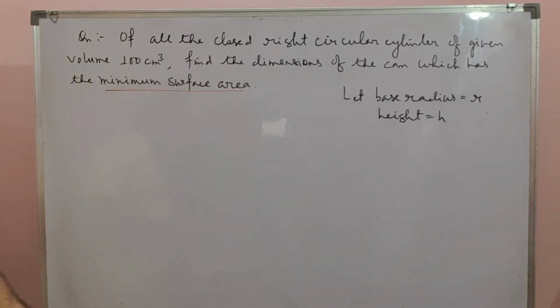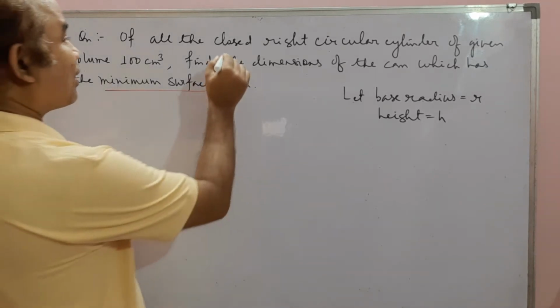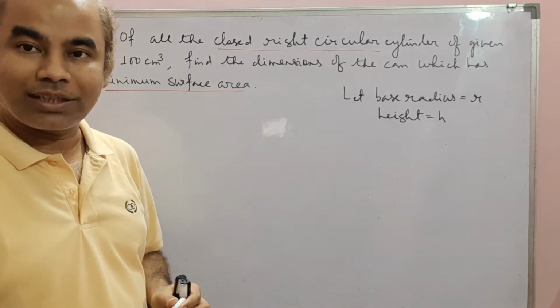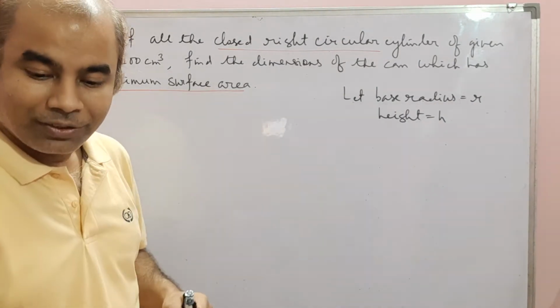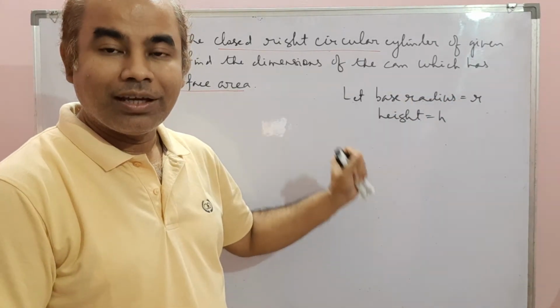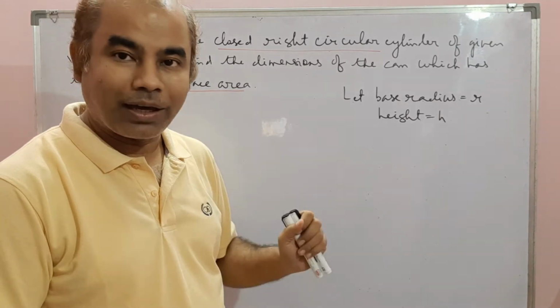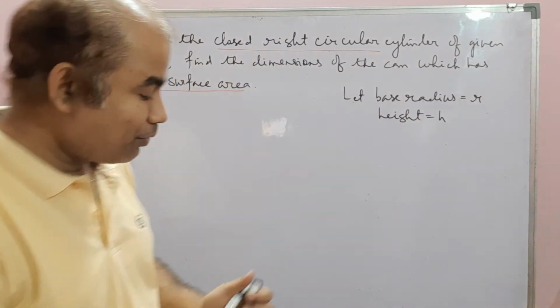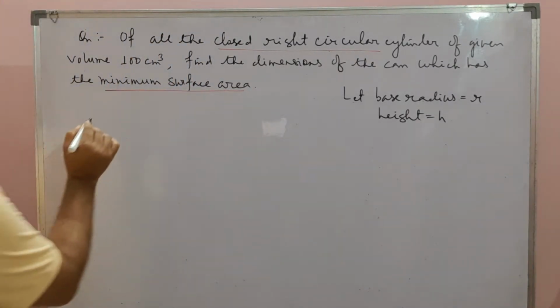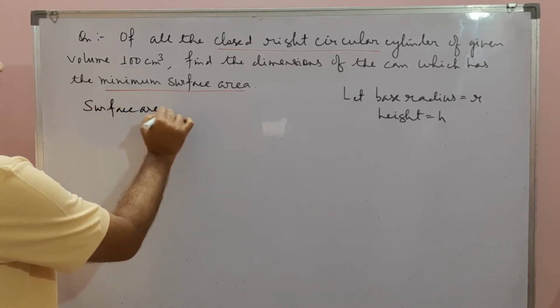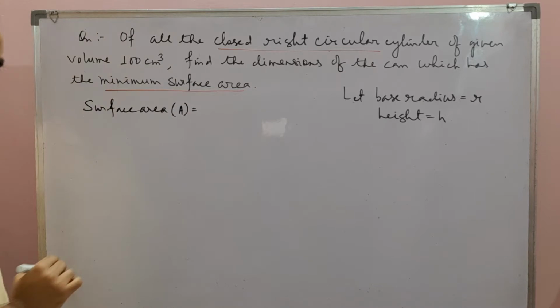So surface area is the function, and the cylinder is a closed right circular cylinder. A closed right circular cylinder has three surfaces, two circular surfaces and one curved surface. What is the area of the circular surface whose radius is r? Pi r square. There are two circular surfaces, so 2 pi r square. And the area of the curved surface is 2 pi rh. So your function is the surface area, which I denote by A.